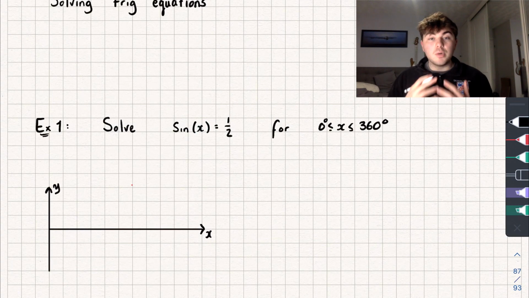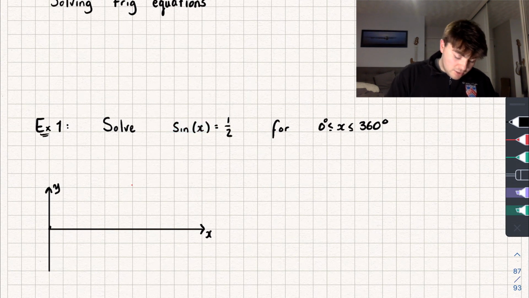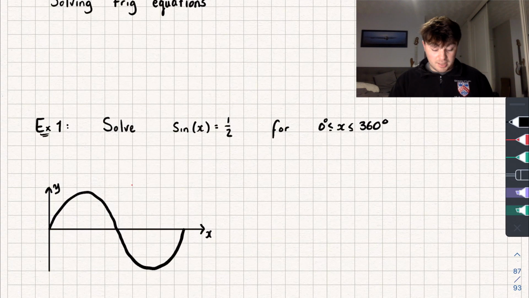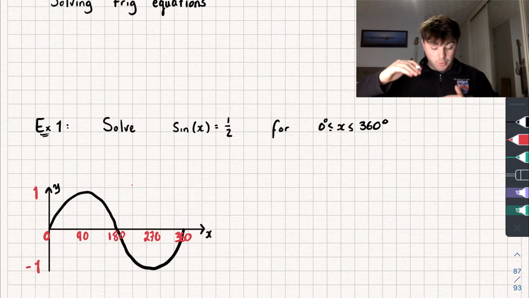Well, I always like to sketch out the graph first. And so I'm going to sketch the graph of sine of x between the values of 0 and 360. And if I do that, it's going to look something like this. It doesn't have to be perfect, it can just be a sketch like that. And so now if I label up my x-axis, we're going to have 0, well this is 90, 180, 270 and 360 degrees. And we're going to have 1 and -1 as the values the graph is going between.